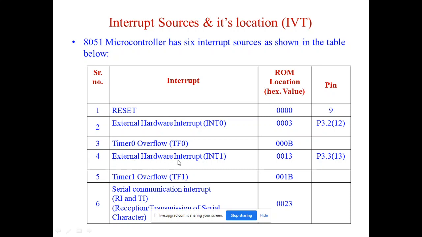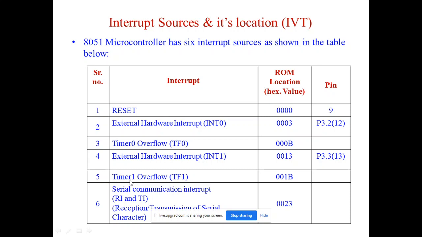When the controller gets the signal on INT1, that is the external hardware interrupt, INT1 on P3.3, pin number 13. On this pin you are getting the interrupt. At that time the controller jumps to location 0013. Here, from this location, it takes the starting address of the ISR and jumps to the ISR.